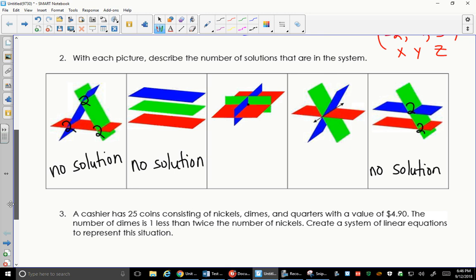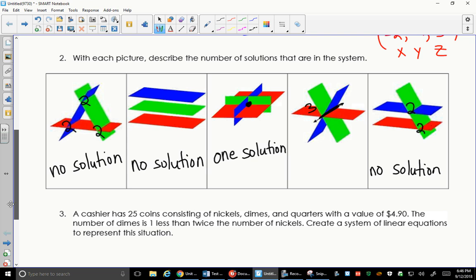Think about the corner of a room where the two walls and the ceiling or the floor meet, and they make a corner. That corner is our one solution. So the best thing I can tell you, go look at the corner in your room. That corner where the two walls meet and the ceiling or the floor connects with it, boom, that's your tangible, real-world one solution.